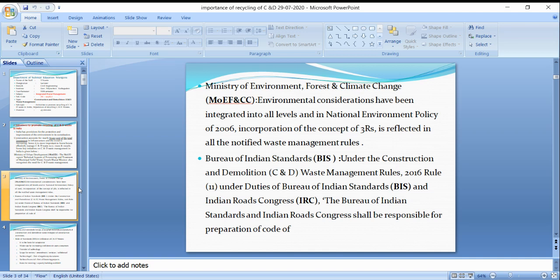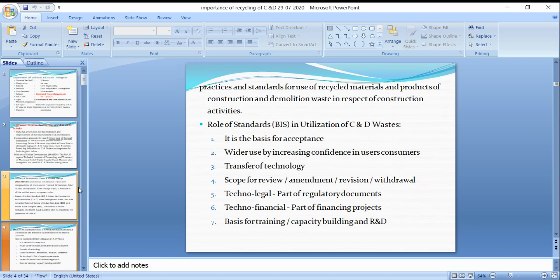So that will all be looked after in that specification, which will specify how to follow these under the construction process, how the waste should be reduced. The Bureau of Indian Standards and the IRC shall be responsible for the preparation of the code of practice and standards for use of recycled materials and products of construction and demolition waste in respect of construction activities. So in the code book only, they will mention how to recycle the materials and how we have to increase our standards. So that will be given in the code book.